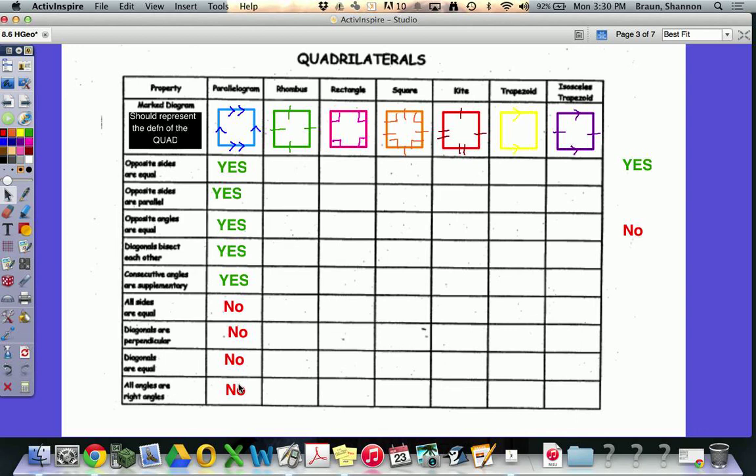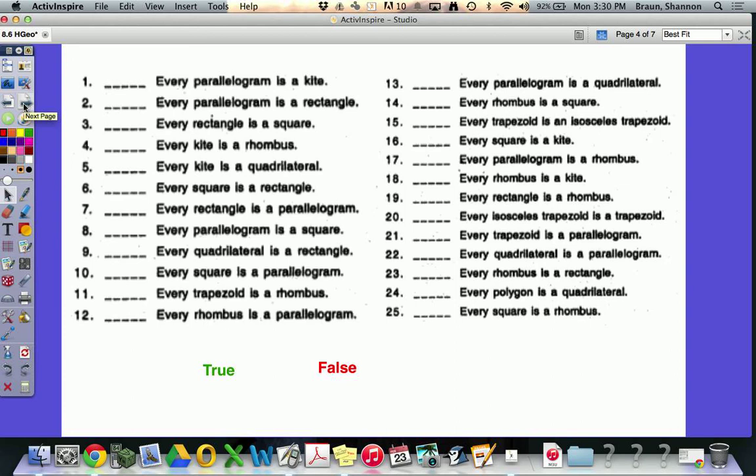So you are going to work through filling out the rest of this chart. You can work on that with your group tomorrow in class if you make sure you have that printed out. And then you're also going to want to print this off as well because you're going to be going through these and identifying this as true or false.